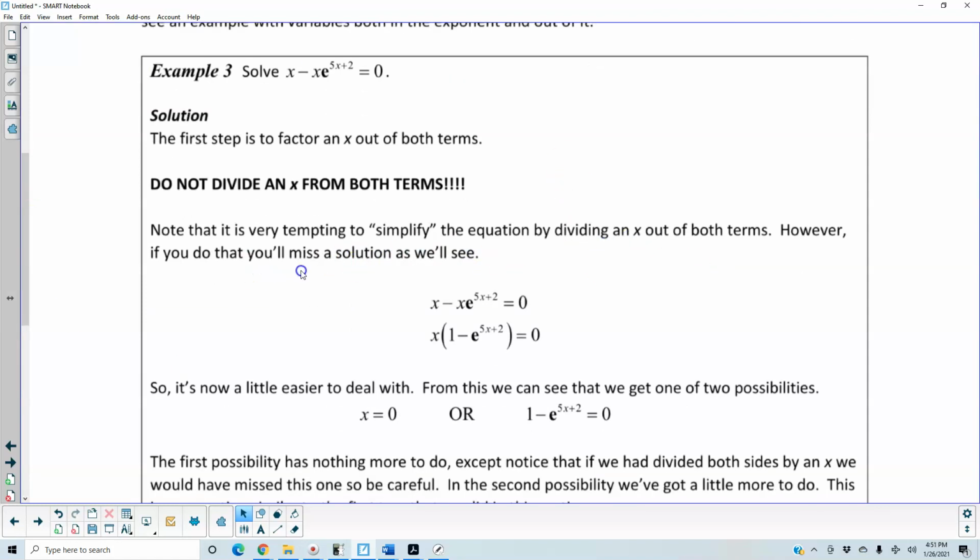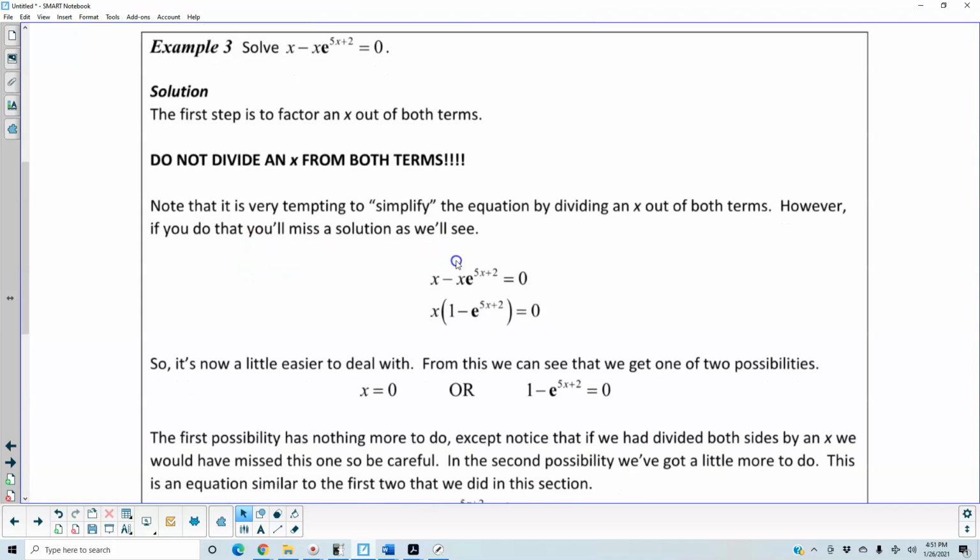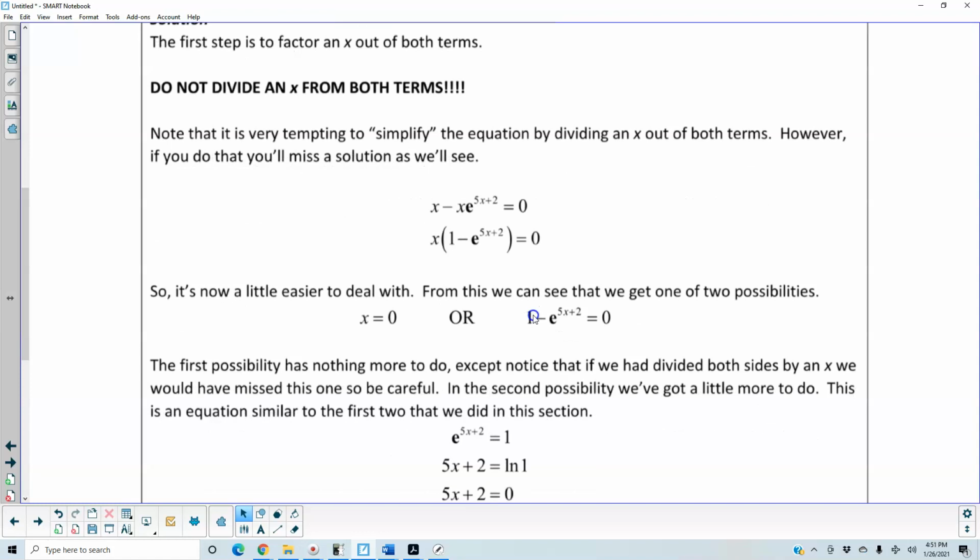However, if you do that, you'll miss a solution, as we'll see. So we're going to factor out an x, and then we get x times (1 minus e to the power of 5x plus 2), which is equal to 0. So it's now a little easier to deal with.